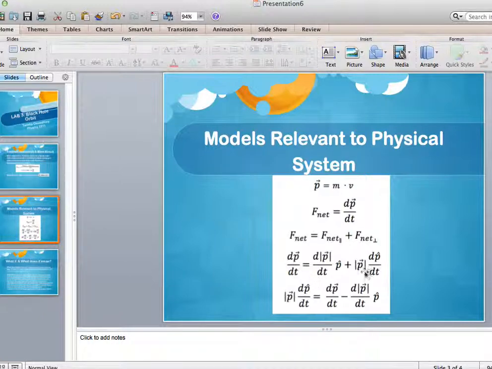This component shown here is the parallel component because the change of the magnitude of momentum is taken rather than the direction of the momentum. And so due to the parallel component, an object can either speed up or slow down. However, the perpendicular component only affects the direction the object moves in. And this is the perpendicular component.